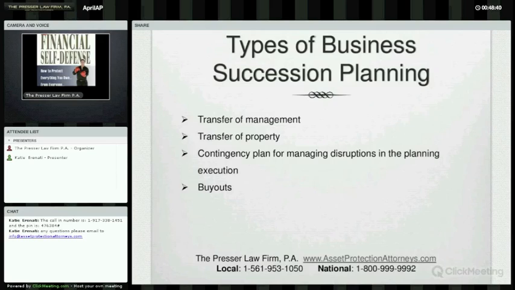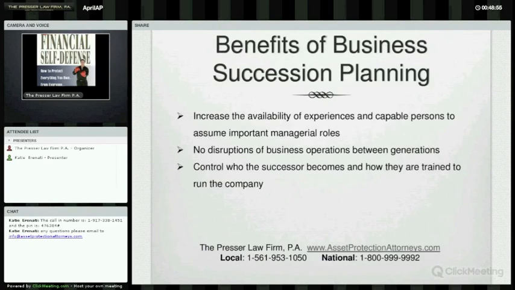Of course, you want to have contingency plans for managing disruptions in the plan and execution, because you just never know what speed bumps and hiccups could come up. Things don't always go as planned. And also there's buyouts where you buy out the other partner involved or the investor involved in the company. There's a lot of benefits to business succession planning, just a few of them.